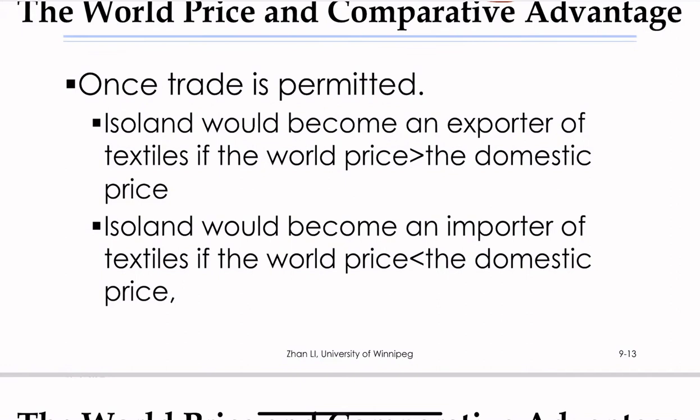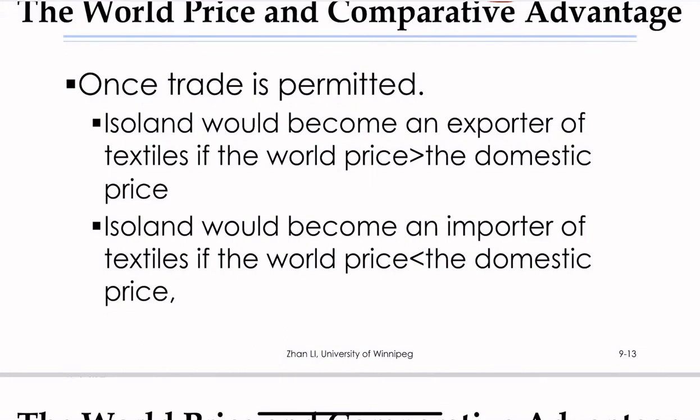Think about this. If the domestic market price for textile is just $1, but the world price is $2, then obviously producers in Iceland will be happy to export textiles at a higher price. And other countries will be happy to import textiles from Iceland, right?